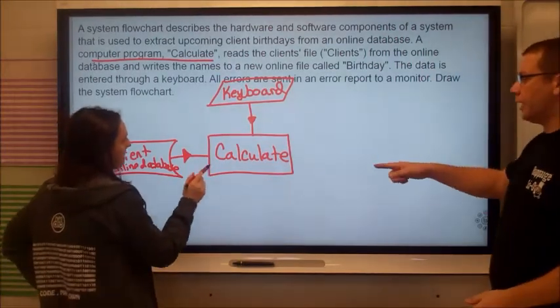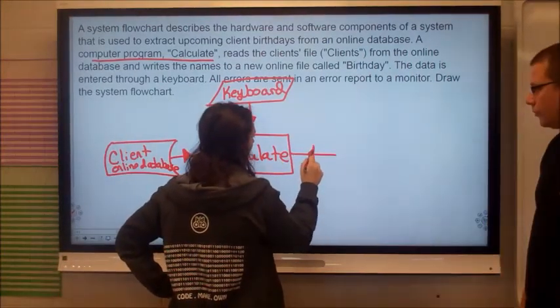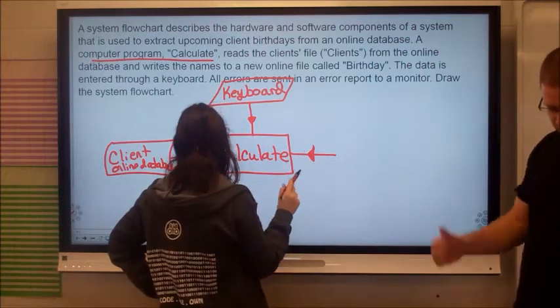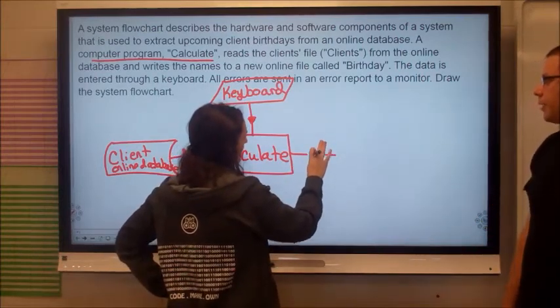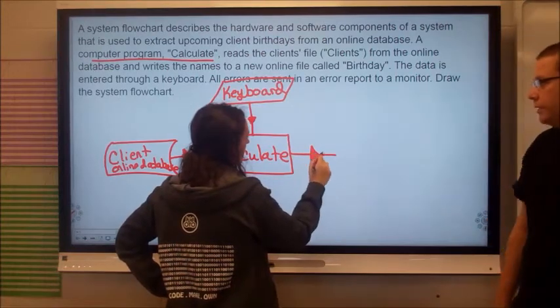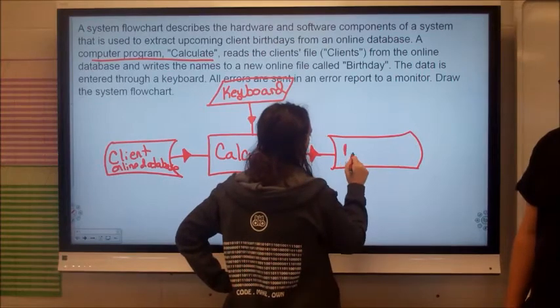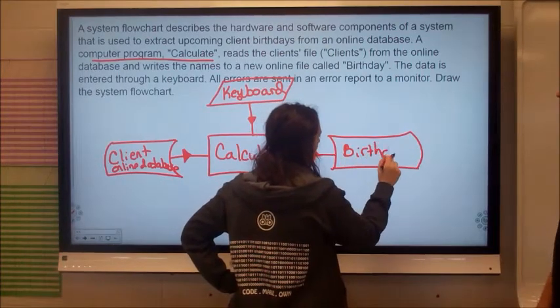So on the other side, we're going to draw the online database again. With our arrow going into, or out of calculate. Out of calculate. Because after it's been calculated, it puts that data back into this online database, and it puts it into a file called birthday. So we're going to call it birthday.